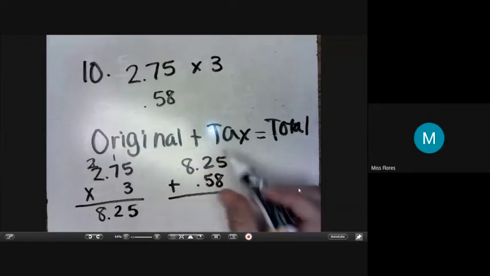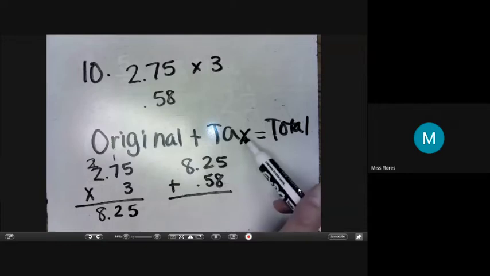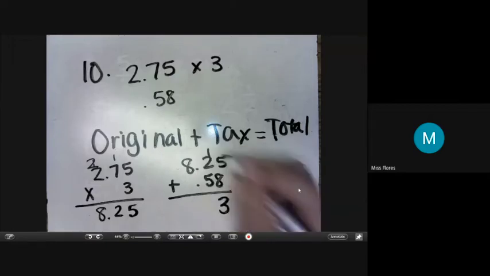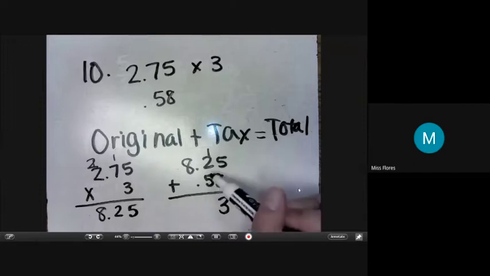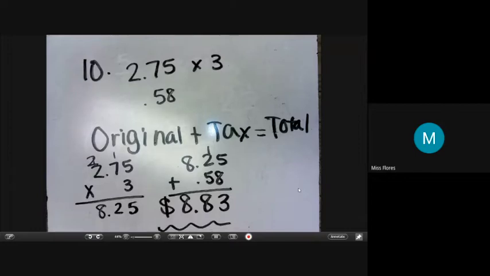because this is our original, which is $8.25. Then we need to add our tax, which is 58 cents. So we add 5 plus 8, which is 13. And we add 5 plus 2, 7 plus 1 is 8. And 8 plus 0 is 8. We bring down our decimal. We get $8.83.